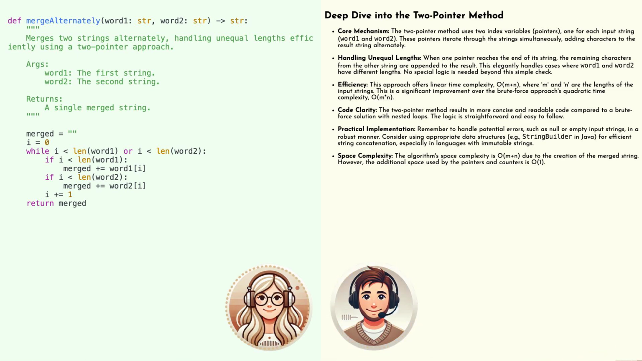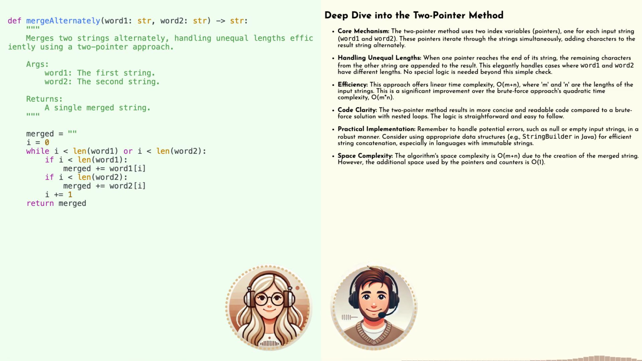So this loop is where the main action happens. Tell me more. Inside the loop, we check if pointer I is still less than the length of word 1. If it is, we append the character at position I in word 1 to our result string. Then we move I one step forward to the next character. So if word 1 is ABC and I is 0, we add A to our result string and then increment I to 1. Makes sense.